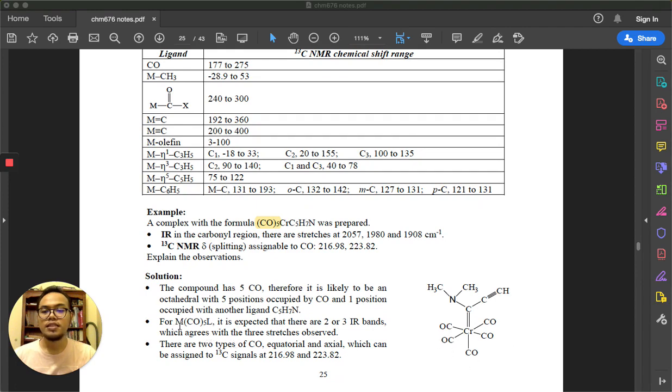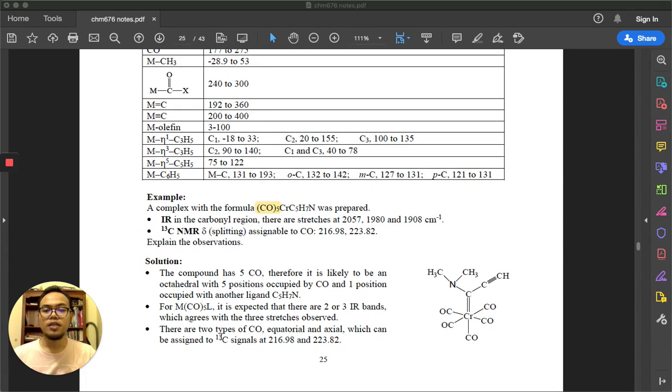Easy. So this is, as I said, a metal with 5 carbonyl and 1 ligand. So we expect 2 or 3 IR bands. This agrees with the 3 stretches that we expected earlier in the table. So there are 2 types of carbonyl, equatorial and axial, which can be assigned to carbon-13 at 216 and 223. So can you tell me, again, this is the question that I asked earlier: what do you understand by the terms equatorial and axial, especially when this kind of chemical structure is given?